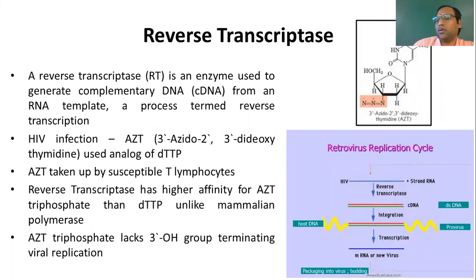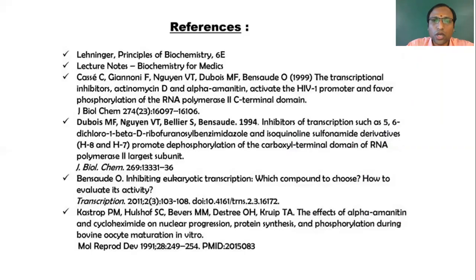Already affected things cannot be retrieved, but those things which can be prevented are being done with the help of AZT. If you see the structure, this is the structure of AZT which is present here, and the mechanism, as I said, is that the reverse transcriptase mechanism is being stopped by this AZT. So there is no replication taking place. These are the different references which I have taken for this particular session, so if you want, you can refer to these in the future.